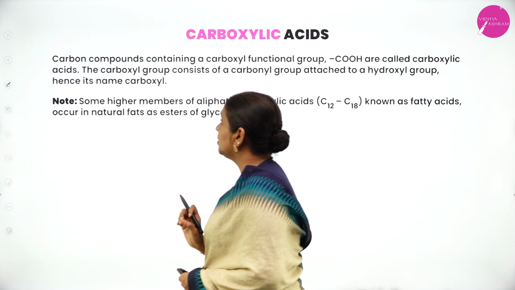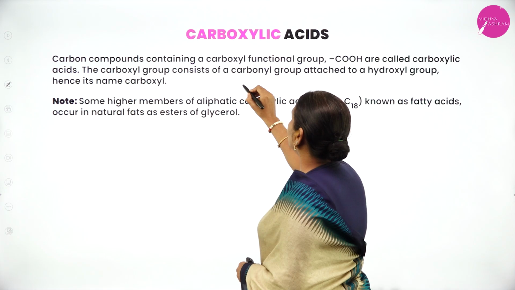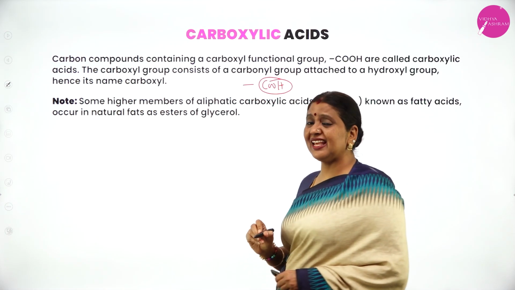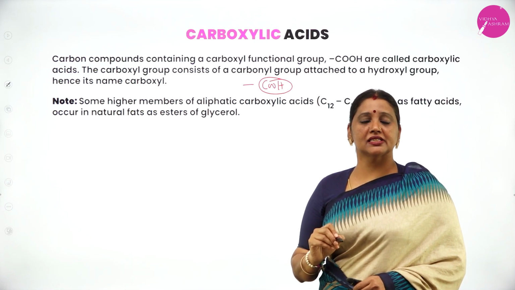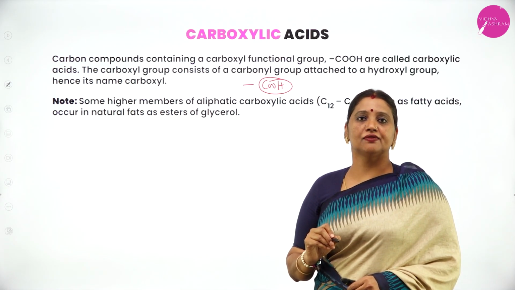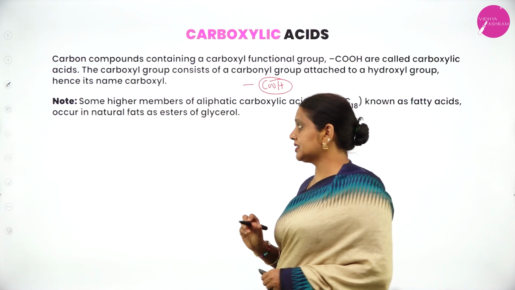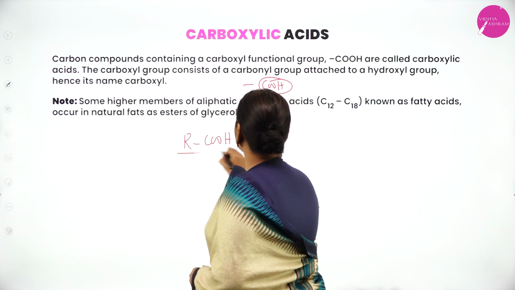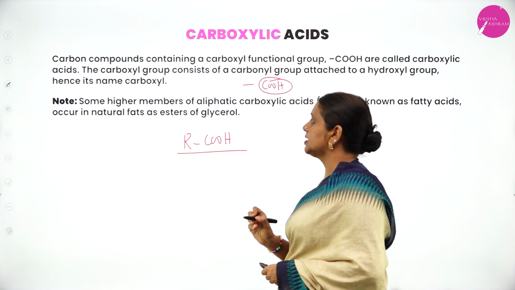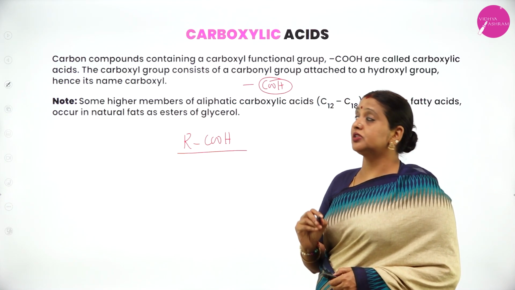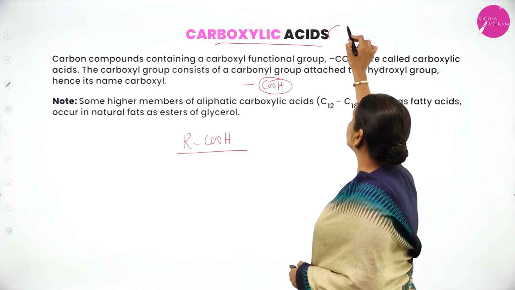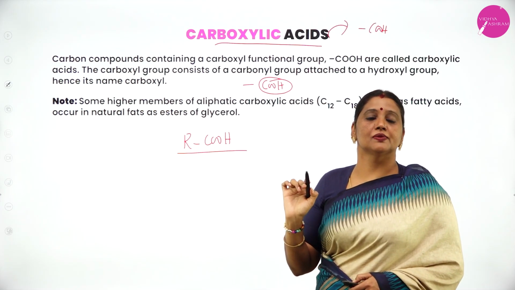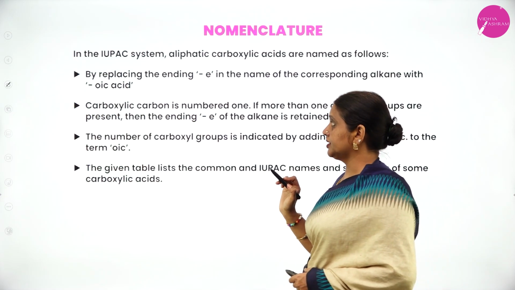What are carboxylic acids? The compounds which contain the COOH group are called carboxylic acids. Organic compounds which contain the functional group COOH are called carboxylic acids. The general formula of carboxylic acid is RCOOH. Today I am going to deal with carboxylic acids, which have the functional group COOH.